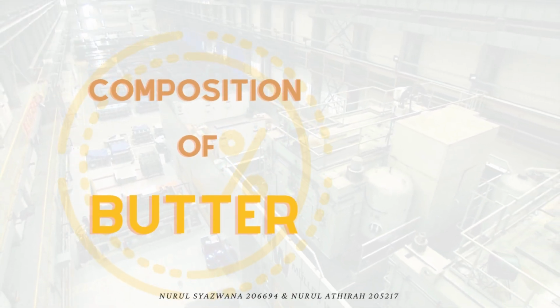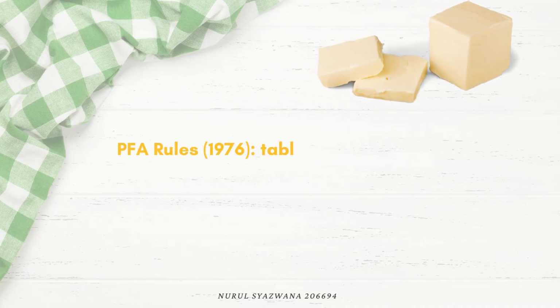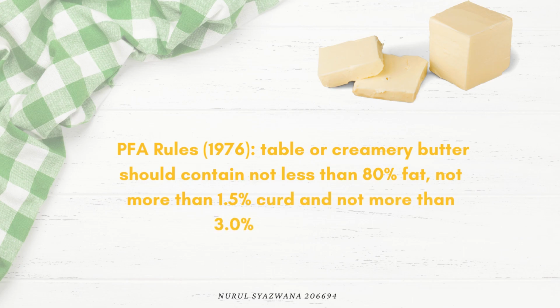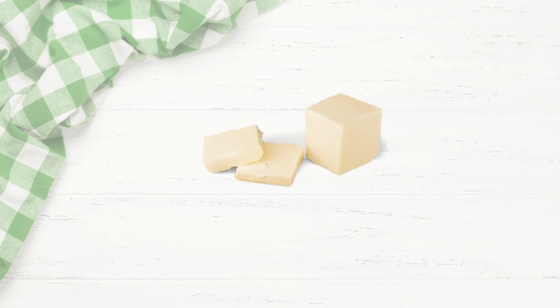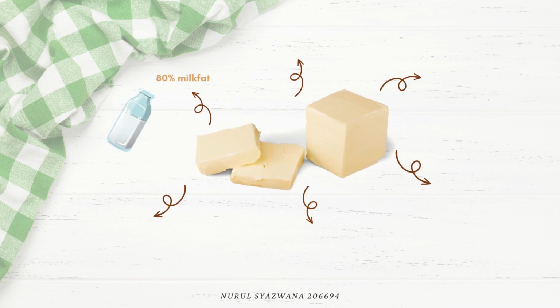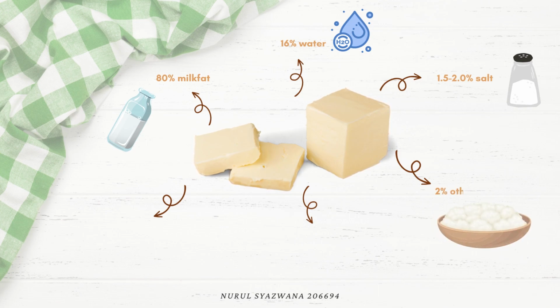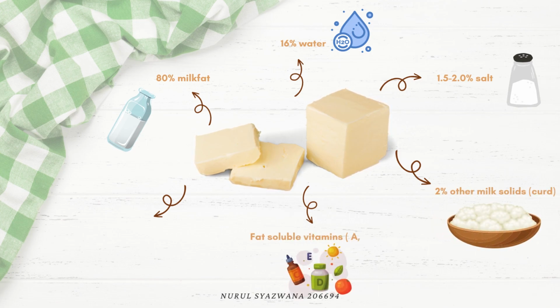Next, let us see the composition of butter. PFA Rules 1976 states that table or creamery butter should contain not less than 80% fat, not more than 1.5% curd, and not more than 3.0% common salt. A common butter is made of 80% milk fat, 16% water, 1.5 to 2% salt, 2% other milk solids, fat-soluble vitamins A, D, E, and K, and also protein, calcium, and phosphorus that is about 1.2%.